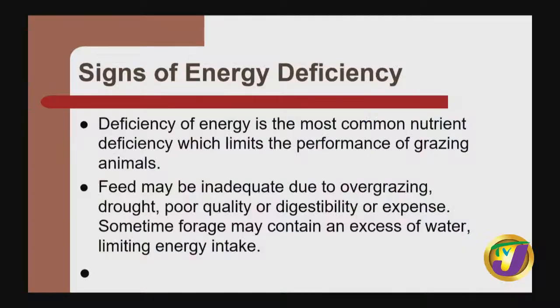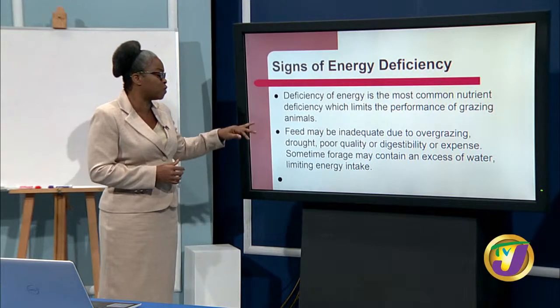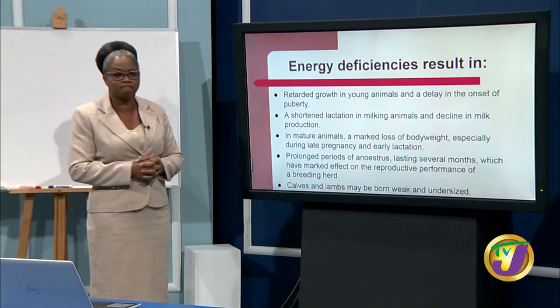And this may happen too if the grass that they're getting is inadequate, or if they're doing what we call overgrazing. They're eating that grass way down too low. If during the time of grazing we are going through a period of drought, then we are going to have poor quality grasses as well. And sometimes when they take in the forage, it may contain an excess of water, limiting the energy intake. And so the animal is going to suffer from malnutrition.